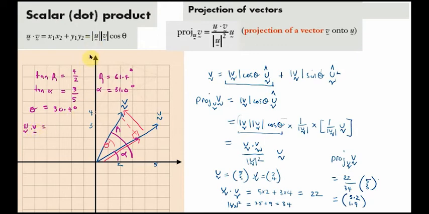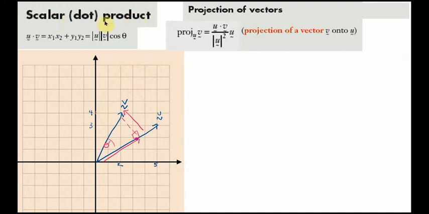equals the magnitude of u, which is the square root of 5 squared plus 3 squared, 25 and 9 is 34, times the magnitude of v, which is the square root of 16 and 4, square root of 20, times the cosine of 30.4 degrees. And putting that in the calculator gives us the same as the component form, as we expect. The dot product u dot v is 22.